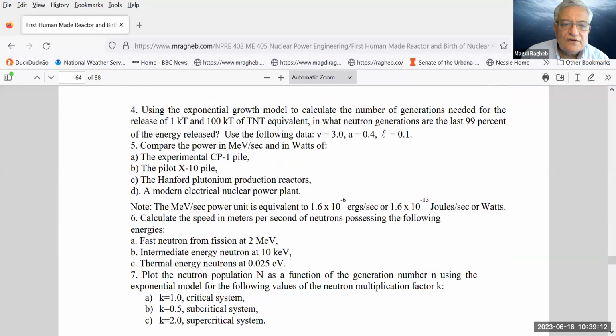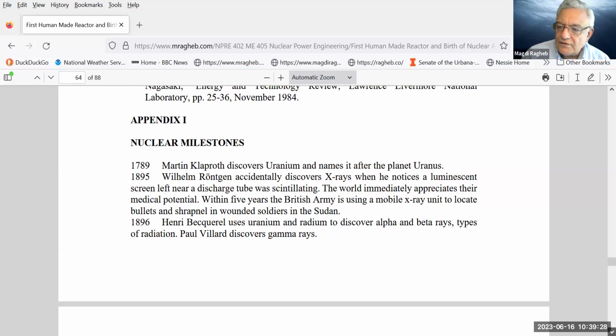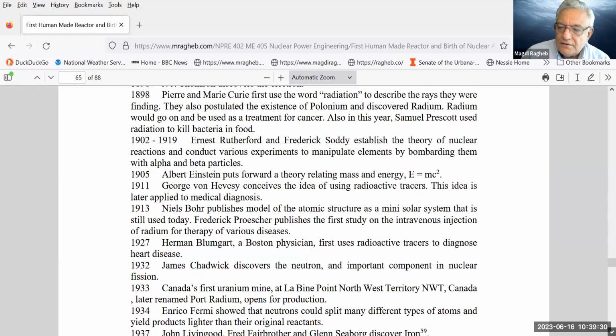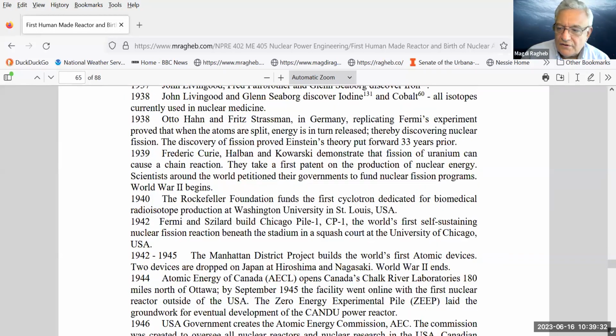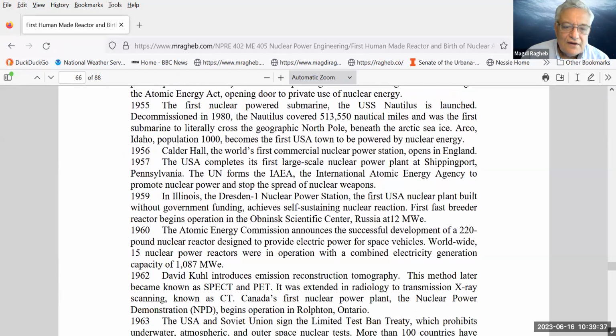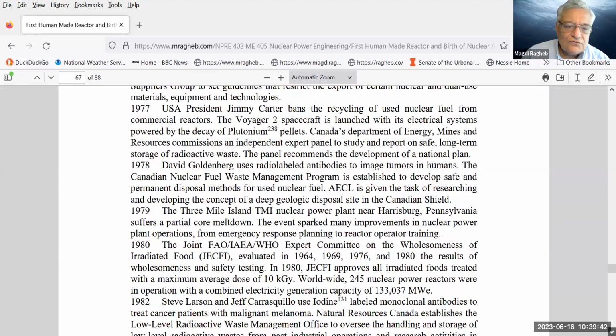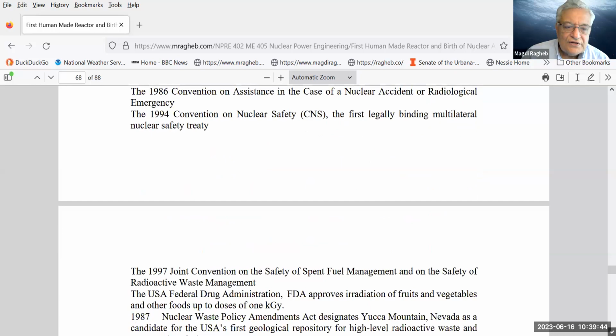I have appendices added to the chapter that you may find interesting and read on your own. The nuclear milestones, the discovery of uranium, Röntgen discovering X-rays, and then Becquerel, and all the scientific milestones are listed here for you to read if you haven't had the chance to see them in other courses or other situations.